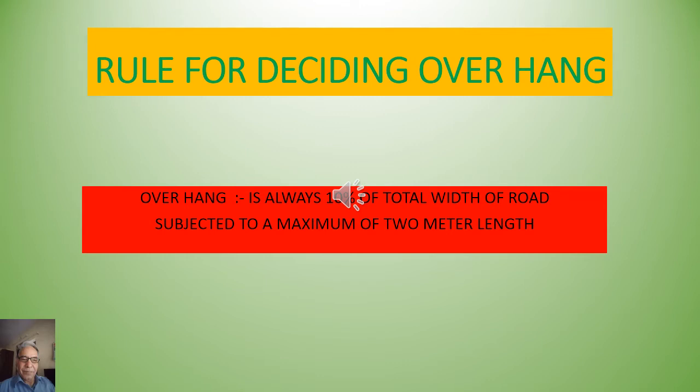Whereas the rule for deciding overhang: overhang is always 10% of the total width of the road, subject to a maximum of 2 meters.